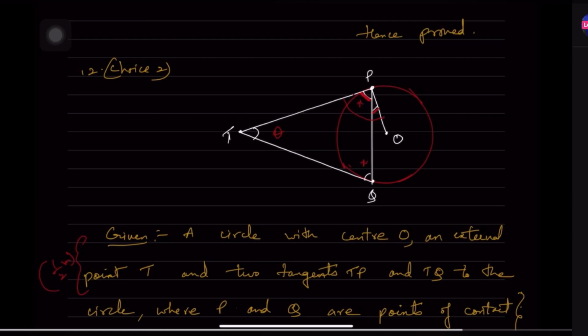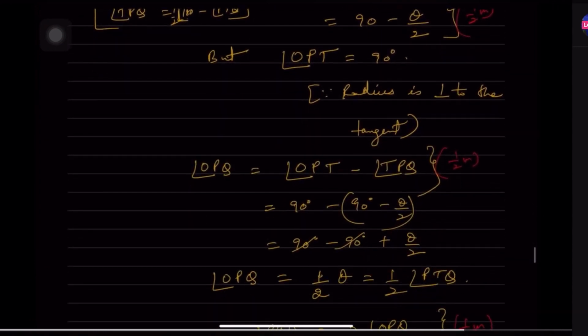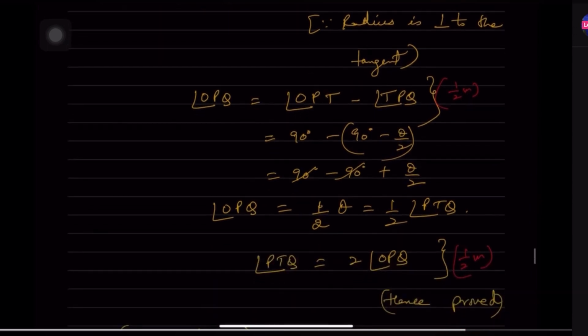Okay, so therefore if you take angle OPT minus angle TPQ, you will get angle OPQ. So that only we have written here. Angle OPQ is equal to OPT minus angle TPQ, which is equal to 90 minus (90 minus theta by 2). So the 90 cancels, and angle OPQ is equal to half into theta. Theta is nothing but PTQ, so angle PTQ is equal to 2 OPQ, which is the part which we have to prove.